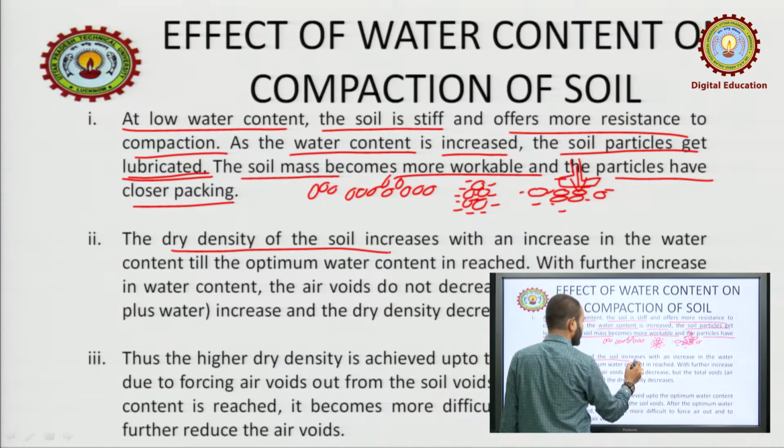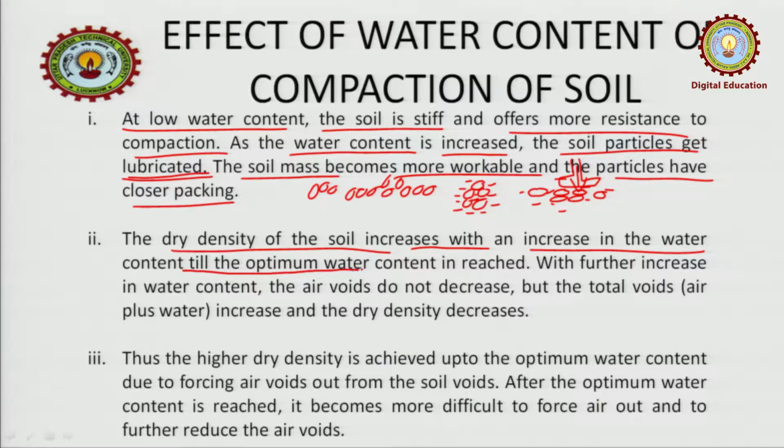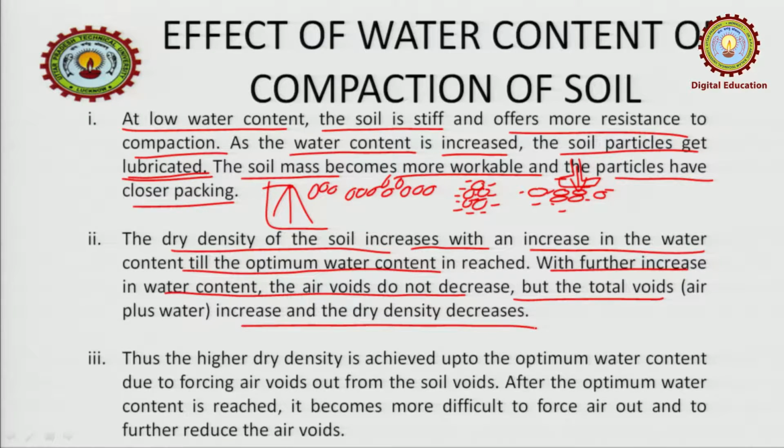The dry density of the soil increases with the increase in the water content till the optimum moisture content, just as you saw in the graph. Okay, dry density keeps on increasing up to OMC. With further increase in the water content, the air voids do not decrease, but the total voids increase and the dry density decreases. This is the next reason, but the main reason you can remember is that the soil particles get replaced by water, due to which this downfall occurs.